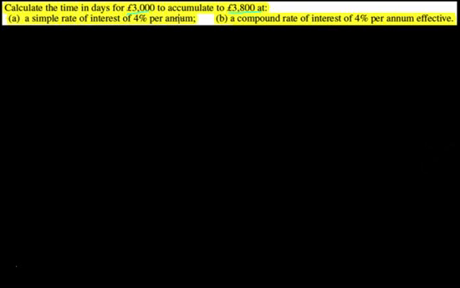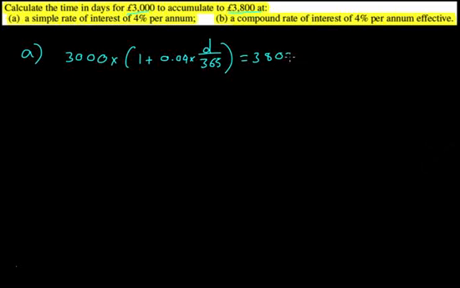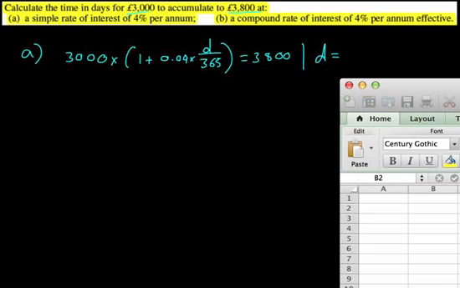So we've got a simple rate of interest of 4% per annum. So part A, we have 3,000, we keep it, we got our 4% times some time period, which will be some days, over 365 days in a year, and that's going to give us 3,800. Let's try and work out what D will be equal to.